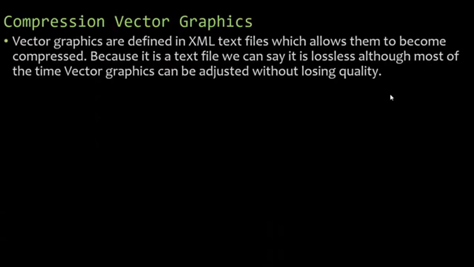All right, vector graphics. They're defined in XML text files, which allows them to become compressed. Because it's a text file, we can say it is lossless, although most of the time vector graphics can be adjusted without losing quality. We talked about this with bitmap images. Bitmap images, when you stretch them out, become distorted because the amount of pixels doesn't change. Vector graphics are defined in XML text files, and they're redrawn every time you enlarge them. So we say that would be lossless instead of lossy because you're not losing any of that data.